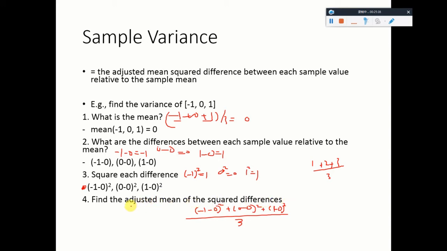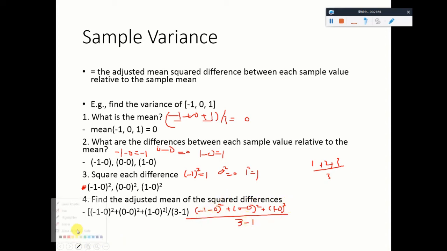But what about this adjusted? What we are going to adjust is the denominator. It turns out that we'll always subtract 1 from the sample size. The sample size here is 3. So we will adjust the denominator by subtracting 1 from the sample size. That will be 3 minus 1. So here is the adjusted mean of the squared differences. And this will give us the sample variance.